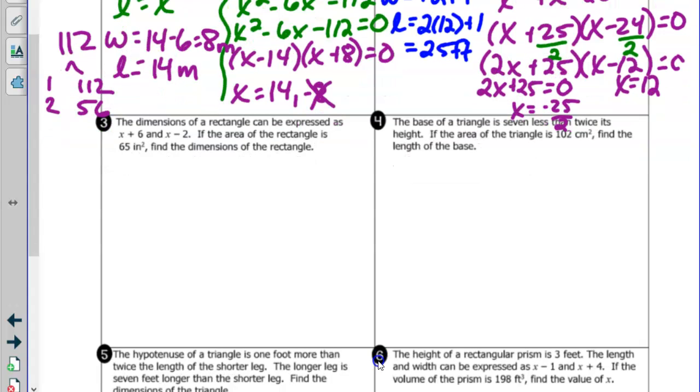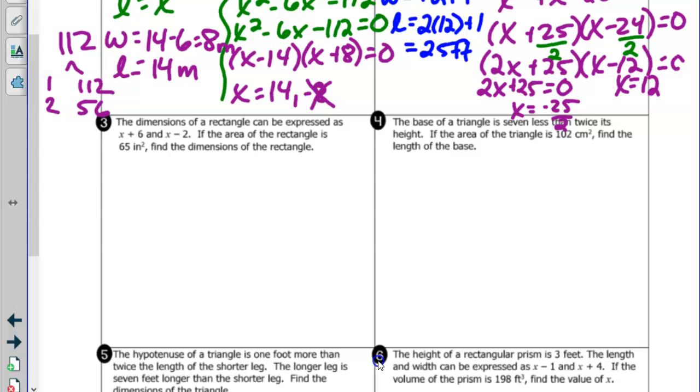Let's do one more. Number 3. The dimensions of a rectangle can be expressed as x plus 6 and x minus 2. The area of the rectangle is 65 inches squared. Find the dimensions of the rectangle. This one feels a little bit easier to me. What do I have to do now?